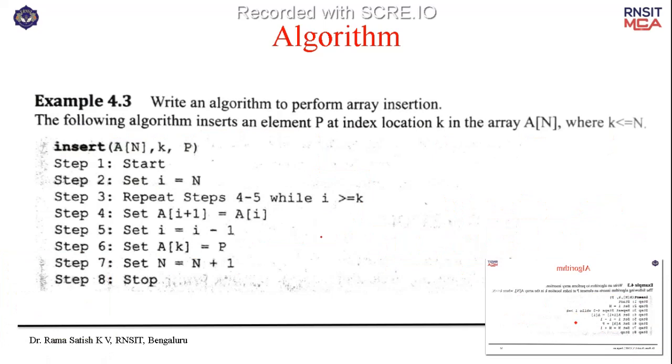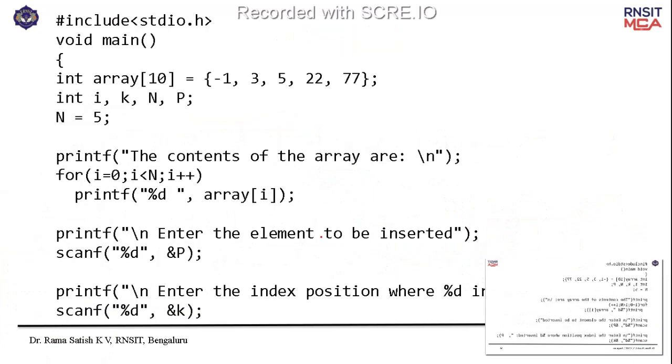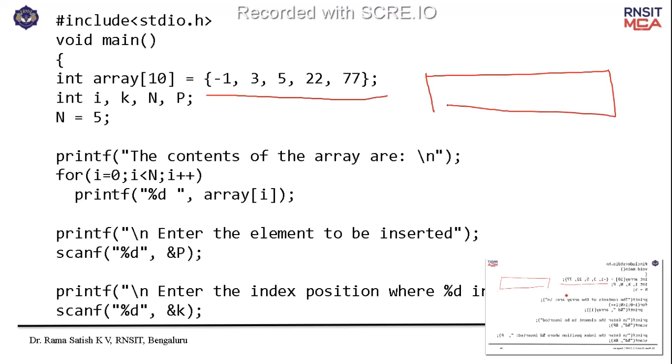Of course, programmatically, what you have to do, you have to first initialize the same array. Okay, array is initialized and all the elements are present. Now, I is for iteration, k is for the position of the element where it has to be inserted, n is the total size of the array, and p is nothing but the inserting element. k is the position, p is the element.